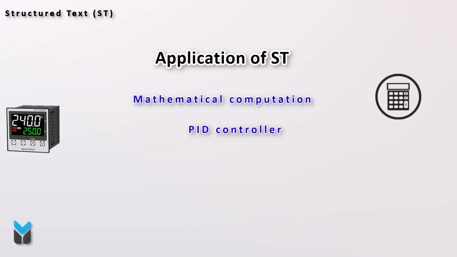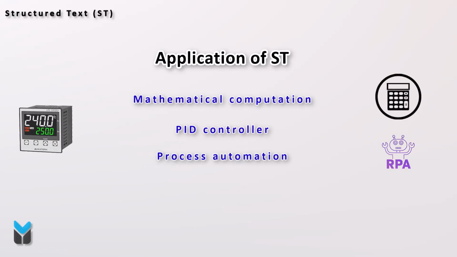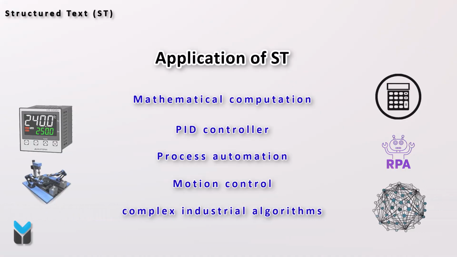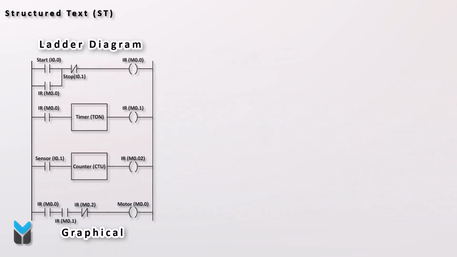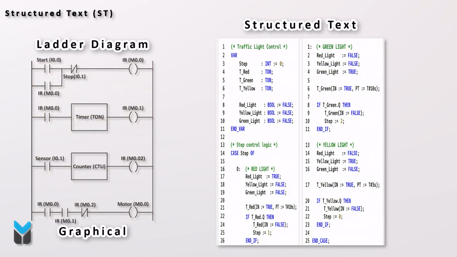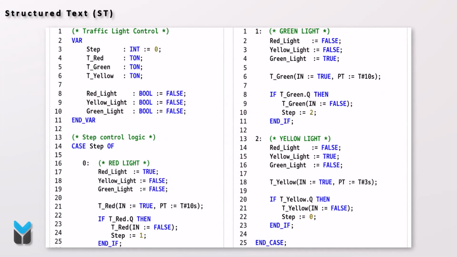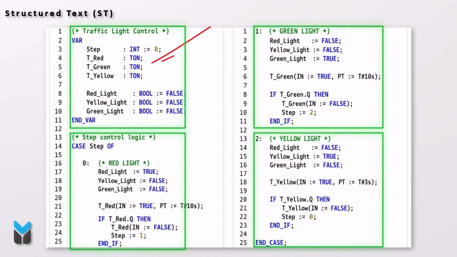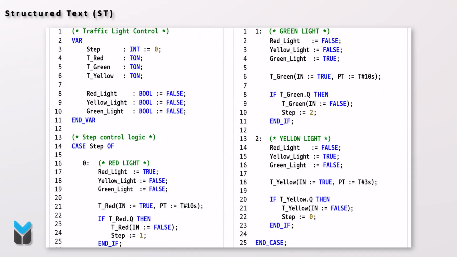ST is particularly effective for advanced applications such as mathematical computations, PID control, process automation, motion control, and complex industrial algorithms. Unlike ladder logic, which is graphical, structured text uses a programming-style syntax, making it well-suited for complex and large-scale control systems. Structured text programs are written as a sequence of statements, usually separated by semicolons. Each statement operates on inputs, outputs, or variables to perform a specific task.